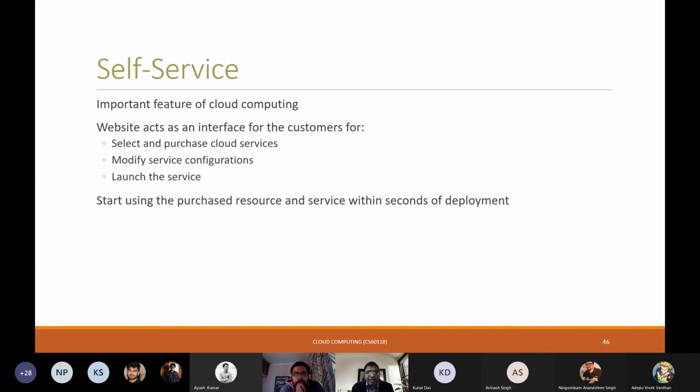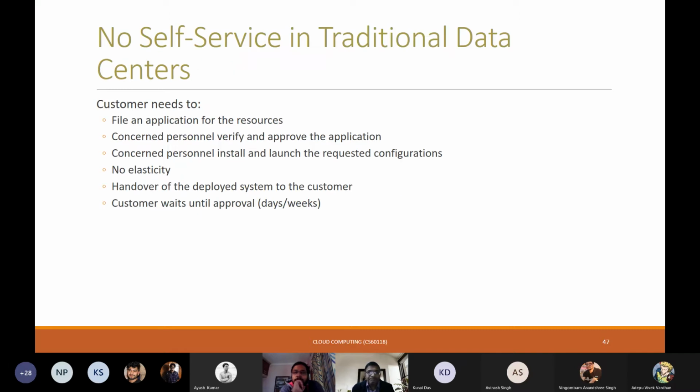What they do is they can select and purchase these cloud services. They can modify some of these service configurations, and after that comes the launching of the service, right? So all of these can happen in a self-served way, automatically, by the platform. Ideally it should happen this way. So you start using the purchased resources and services within seconds of the deployment. That is the whole idea and the beauty of cloud computing.